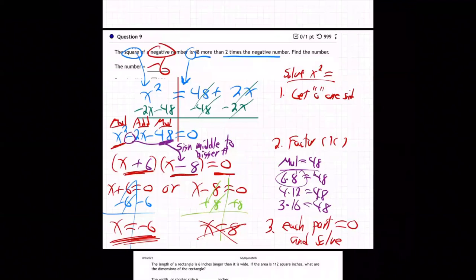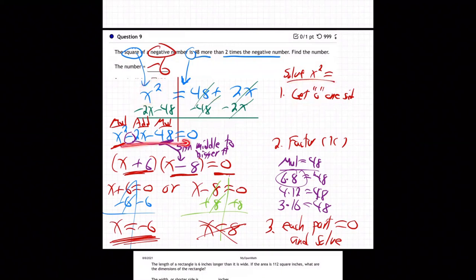And so let's run over it again. What did we do? The square, x squared, equals 48 more, 48 added to 2 times x. At that equation, get 0 on one side. So subtract 48 and subtract 2x from both sides. Whenever you have x squared with an equal sign, we get a 0 on one side.